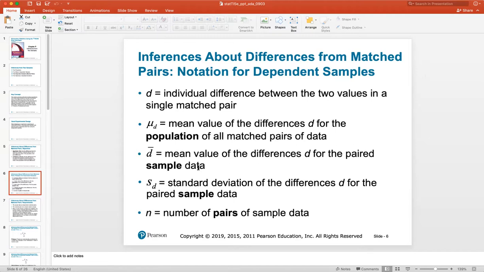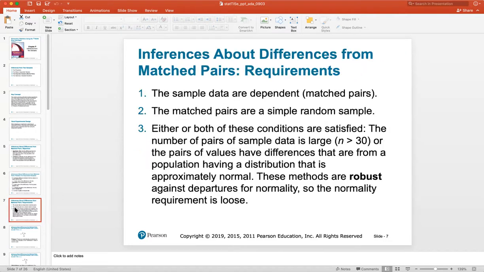So we're going to find d bar, which is a sample mean. And sd is the sample standard deviation, and n is the number of pairs of sample data. So do not confuse these notations.